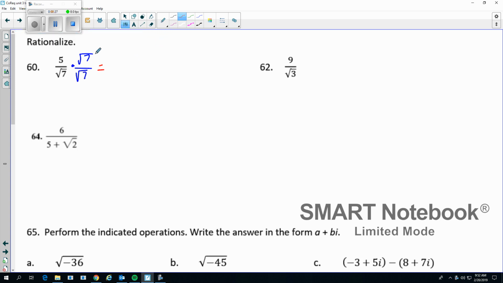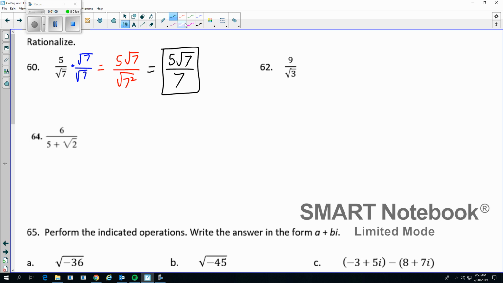You do have to do it on top and bottom, or else your expression would not be equivalent. So we're going to get 5 square root of 7 on top. On bottom, we're going to basically get the square root of 7 squared, or 49, however you want to look at it. It doesn't really matter because the radical will cancel out that power there. So we're going to end up with 5 square root of 7 all over 7. Now, a common mistake students will make is they try to cancel out those 7's, but one's a radical and one's not, so they're not the same, so you can't just cancel them out.